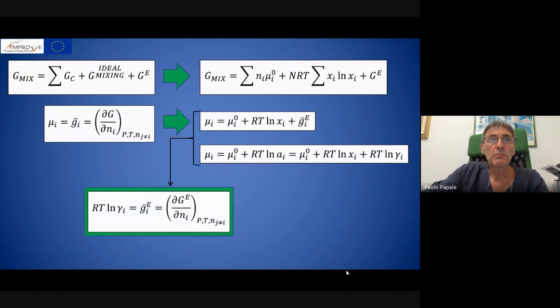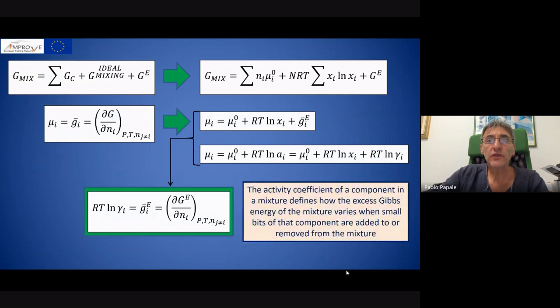The comparison between the two expressions for the chemical potential allows us to finally describe the activity coefficient of a component in a mixture as the partial molar excess Gibbs energy of that component in the mixture. In other words, the activity coefficient of a component tells us how the excess Gibbs energy of the mixture varies when small bits of that component are added to or removed from the mixture.